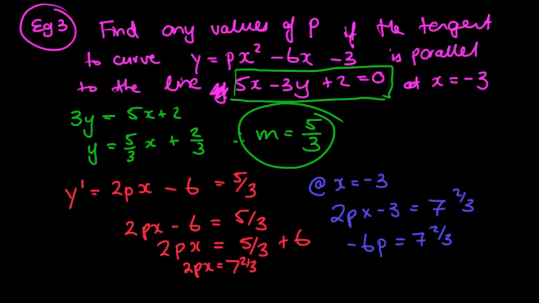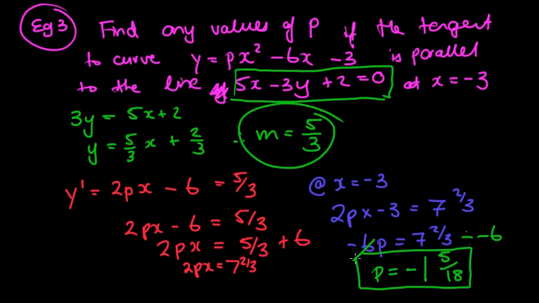Now, to get rid of the -6, because it's -6 times p, we're going to divide by -6. So what we need to type in now is 7 2/3, and then divide it by -6. Okay, we get a p-value of negative 1 and 5/18. So for the answer, which says find any values of p if the tangent of the curve is parallel to that line, the value of p is negative 1 and 5/18.